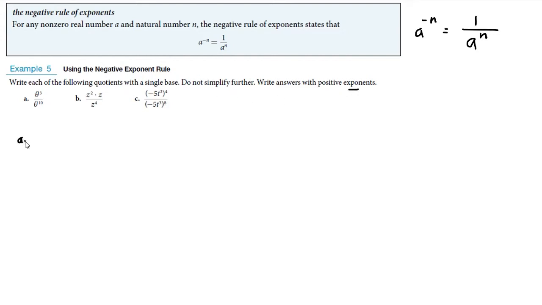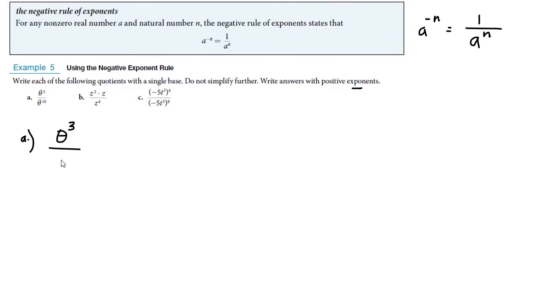So in part A, we have theta cubed all over theta to the power 10, and by our quotient rule, that's theta to the 3 minus 10, or theta to the negative 7, and of course, writing it with a positive exponent, that's 1 over theta to the power 7.